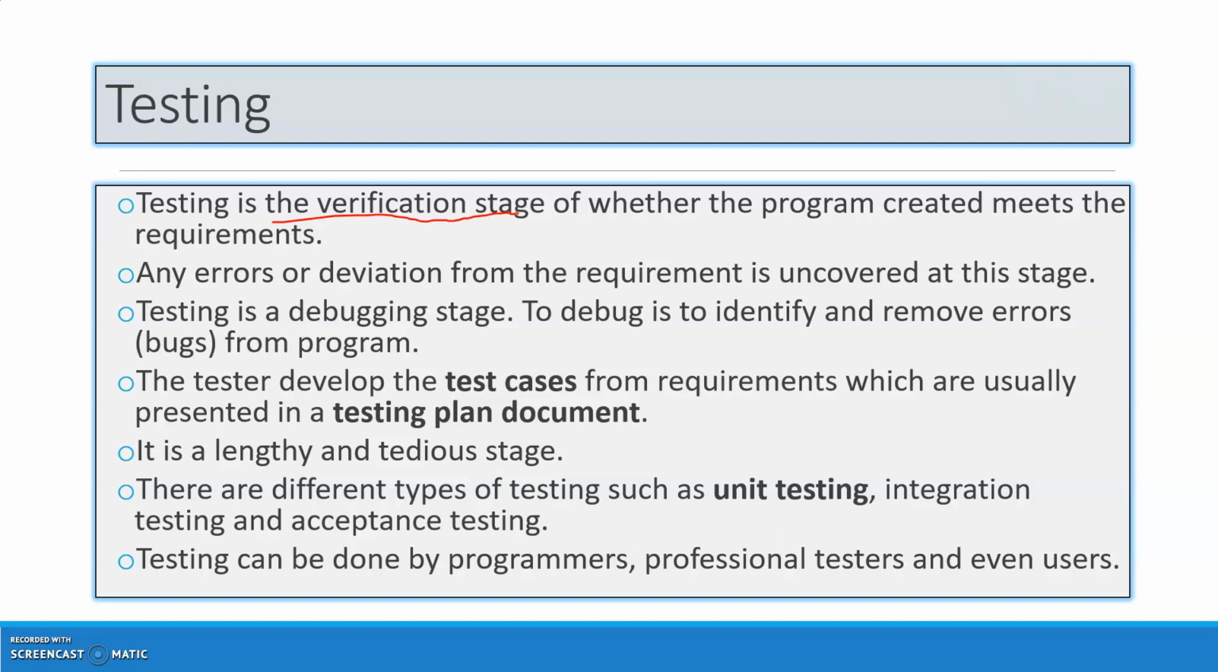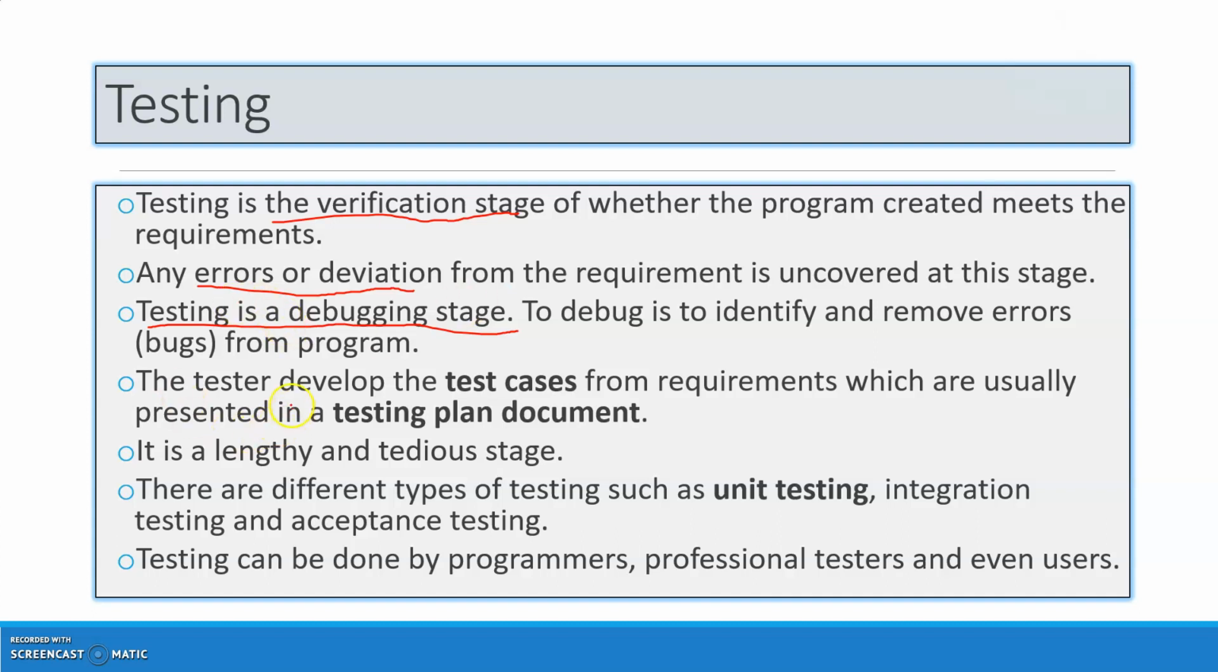So it's a verification stage of whether the program created meets the requirements, and if there is any deviation or errors, or what we commonly call bugs in the software, are actually uncovered in this stage. And this stage, we also commonly call it a debugging stage, because errors or deviation from the requirement in programming are known as bugs. So to debug is to identify and remove errors from a program.